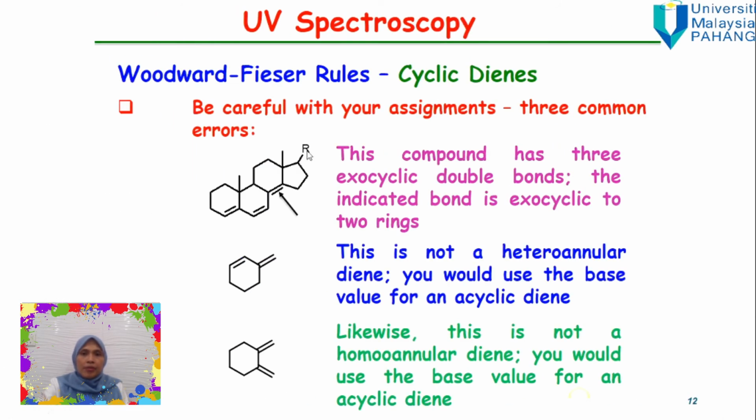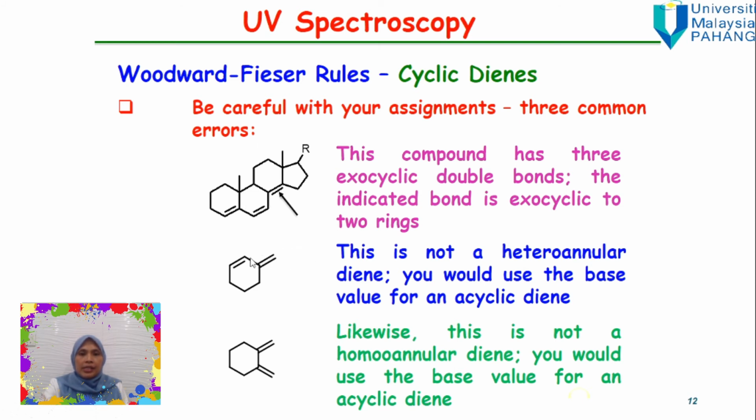So be careful with the assignment. A common error: this compound has 3 isocyclic double bonds. How can we consider 3 isocyclic? When you close your hand for this ring, you see outside, no. You close your hand for this ring, this one is 1 isocyclic. And 1 isocyclic here, so there are 2 for this ring. And close your hand for this ring, is there any isocyclic? No. And close your hand for this ring, they have 1 isocyclic. So the total isocyclic is 3 for this structure.